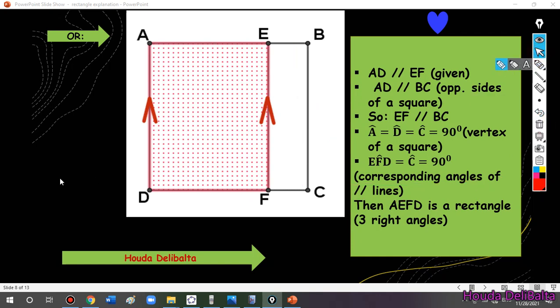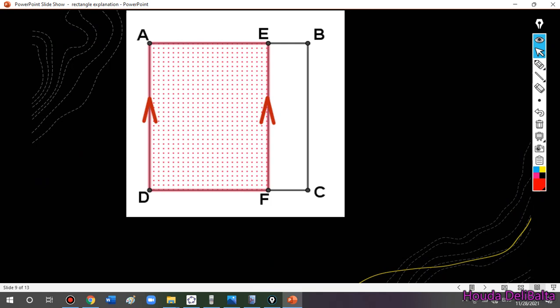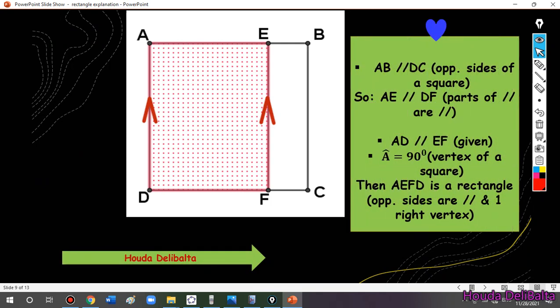Let's see the third way of proving AEFD a rectangle. We can notice that AB and DC are parallel because they are opposite sides of a square. So, as I told you just in the previous video, AE and DF are definitely parallel because parts of parallels are parallel. So again, since AB and DC are opposite sides of a square, then they are parallel. Then definitely AE and DF are also parallel because they are parts of parallels. And again, I have that AD and EF that are given, they are parallel.